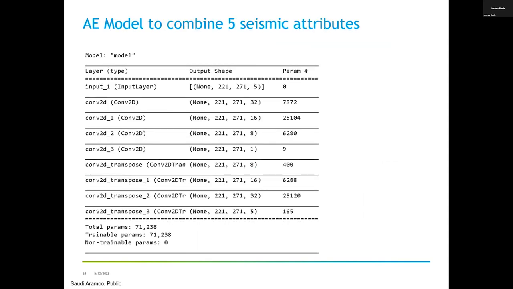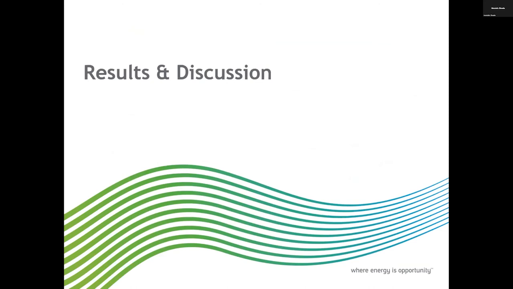This is the full network consisting of the encoder and decoder parts we talked about. At the end, the reconstructed and the original image are compared, and MSE, mean squared error, is used to update the weights for all the layers.